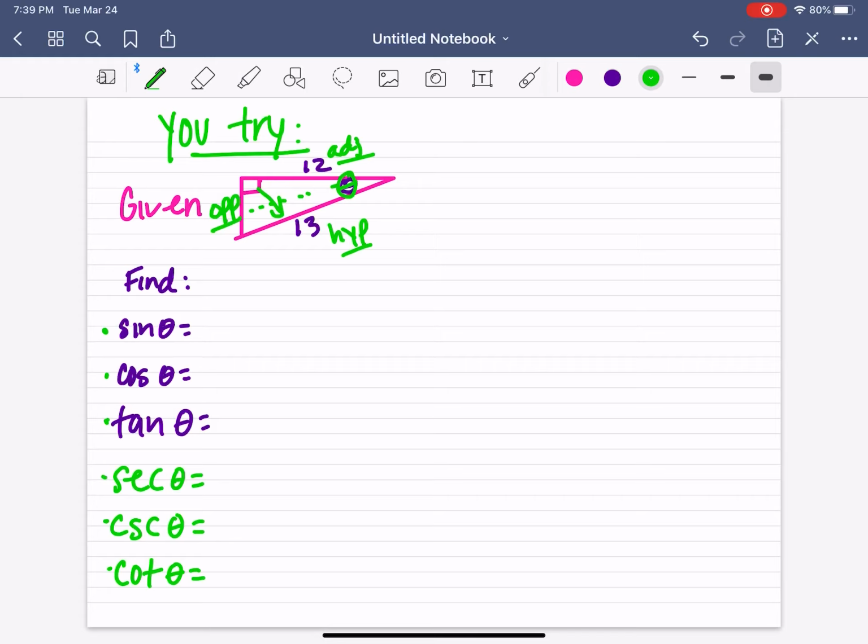So notice that you have a right triangle. And if you have a right triangle, you can apply the Pythagorean theorem. So again, that's from middle school. a squared plus b squared equals c squared. Remember, c is always your hypotenuse. So we have a squared plus 12 squared equals c squared, which is 13 squared. And if you simplify that, you get the following.